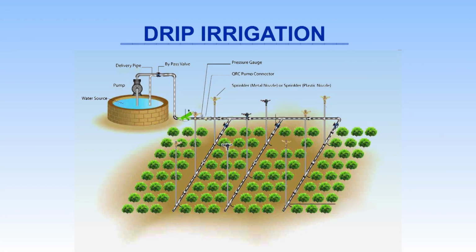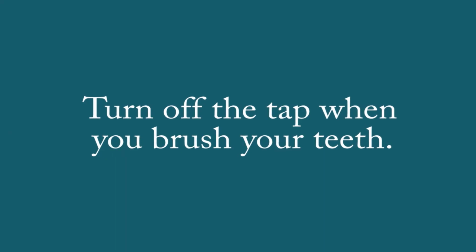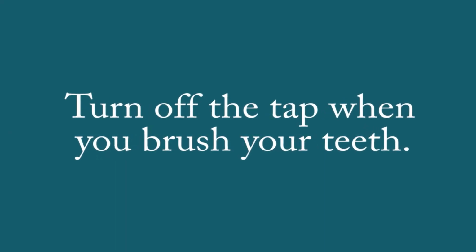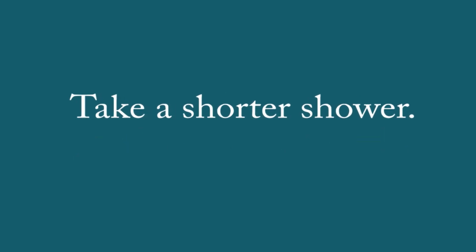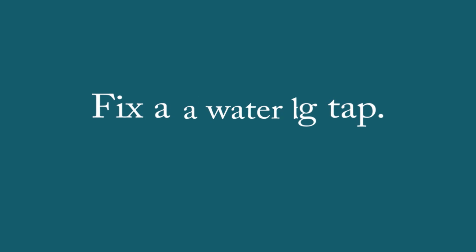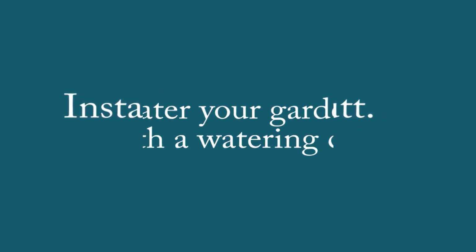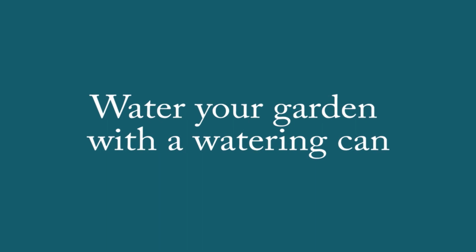You may have heard about drip irrigation. Drip irrigation is a technique of watering plants by making use of narrow tubings which deliver water directly at the base of the plant. There are a number of ways you can adopt to minimize the wastage of water, like turn off the tap when you brush your teeth, take a shorter shower, fix a dripping tap, install a water butt, water your garden with a watering can.